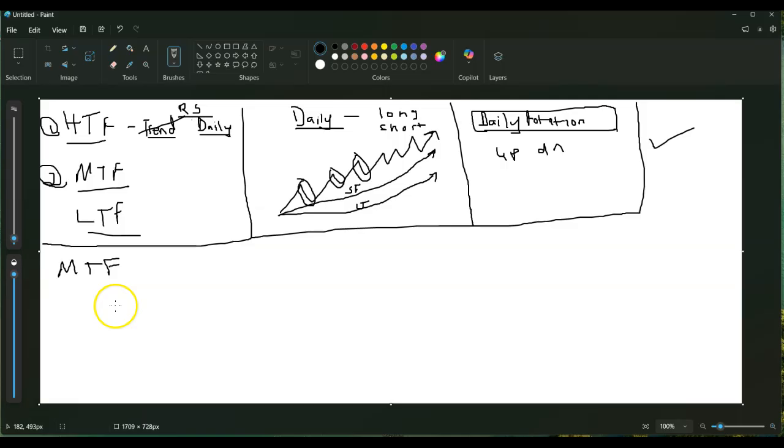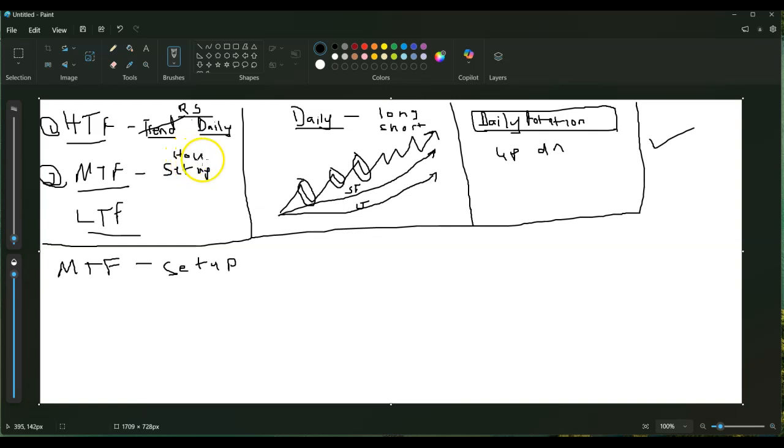The second point is that this is your setup time frame. The high time frame was long or short. The medium time frame is: do you have a setup? Now, the way it connects to the higher time frame is like this. First, let me write that this is the setup. And if the higher time frame, for example, is the daily, the medium time frame would be the hourly.